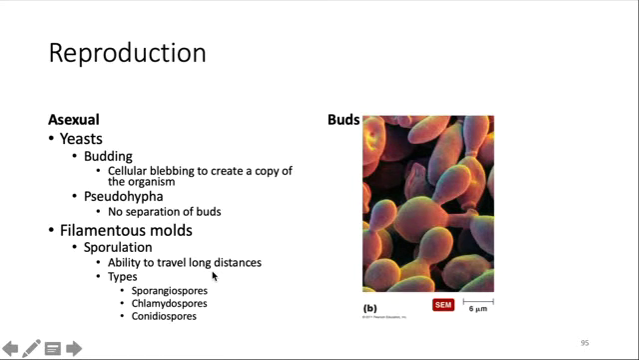For reproduction, there is asexual reproduction that you see in the yeast that results in pseudo-hyphae, and there are filamentous forms that would also undergo asexual sporulation. They will produce spores such as sporangiospores, chlamydospores, and conidiospores.